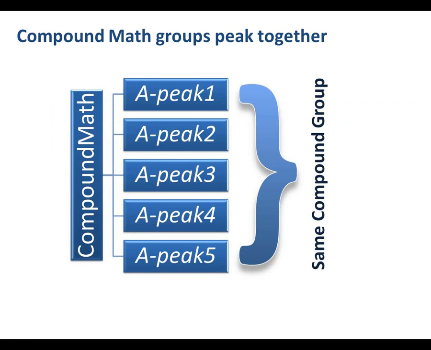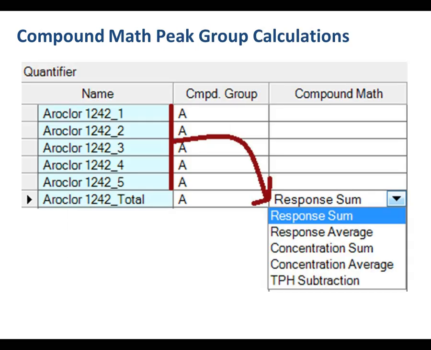With compound math, here is a set of 5 peaks that have been grouped together. And there needs to be a relationship that's established so that compound math can act on these peaks as a group. And that happens with the compound group. It's useful because the compound group gives you navigation in quant so that you can visualize and filter on that particular group. So these work together. So we established that relationship in the method editor.